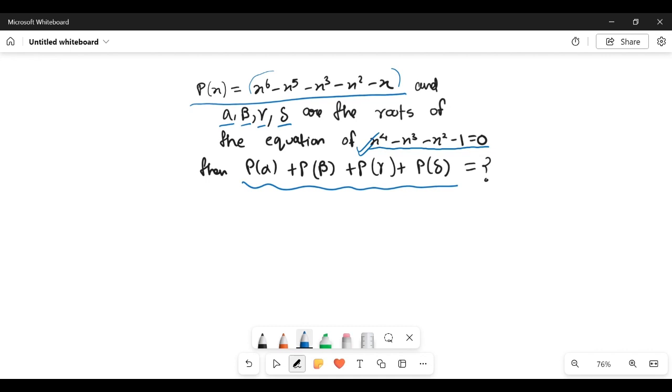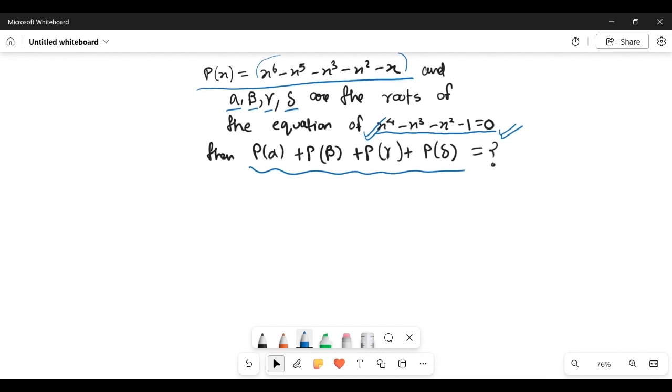Rather, these kinds of problems, in which roots are given and the equations are not easily solvable for the roots, we have to go by a tangent method. Okay, so we have to use some other tools. So what are the tools we have? First let's see what this expression is. This is P(alpha) plus P(beta) plus P(gamma) plus P(delta).